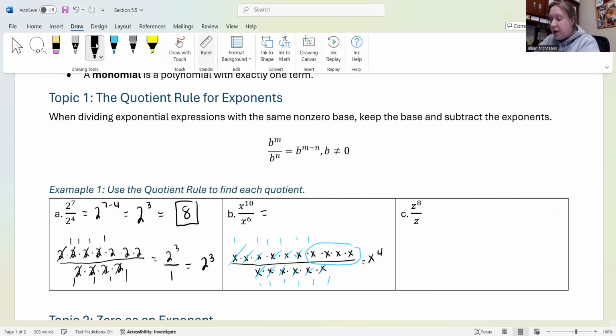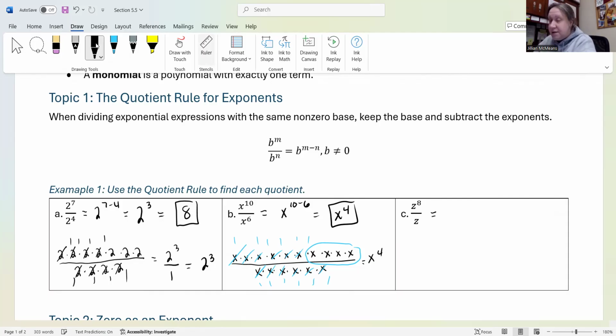And if we go ahead and apply the quotient rule, well, I've got x to the 10th divided by x to the 6th. I keep the base, I keep the x, and then I just subtract my exponents, which gives me x to the 4th. So I think now we've proven to ourselves this really does work. This exponent rule is a huge time saver. So instead of multiplying out all your x's and then canceling, just know secretly what's going on.